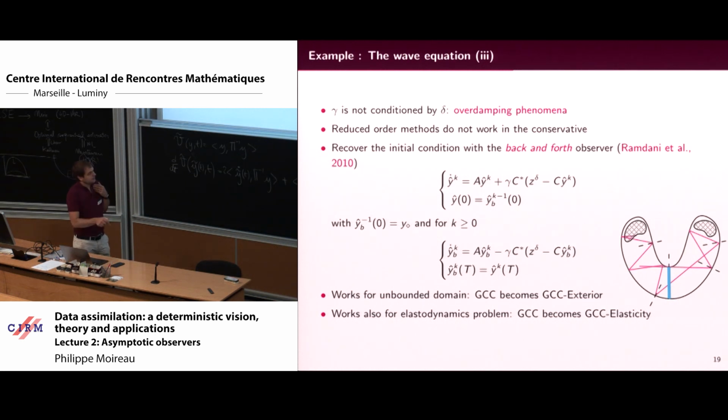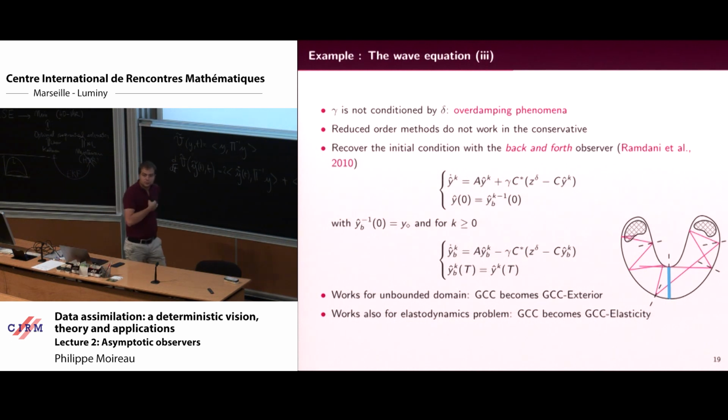Gamma is conditioned by the overdamping phenomenon, so you cannot put gamma too strong. Reduced order methods do not work in this situation because I really need to put on the left all the modes, basically, and not only the first ones.